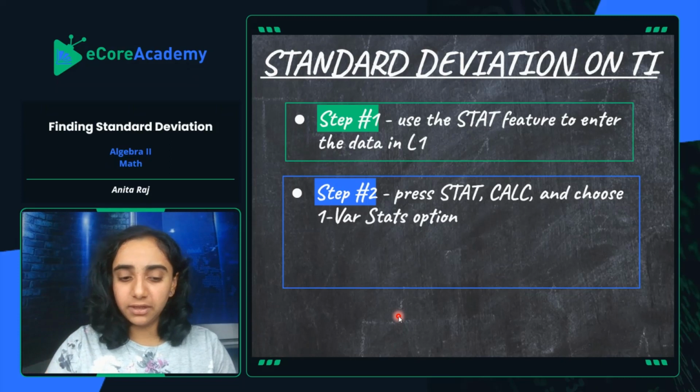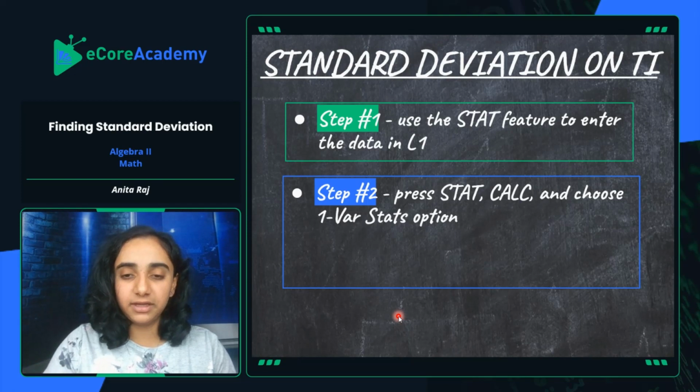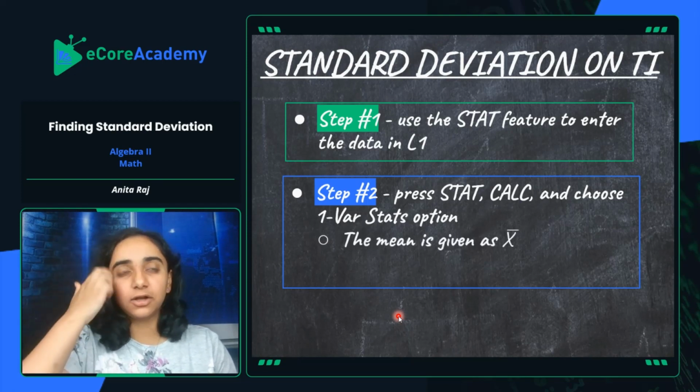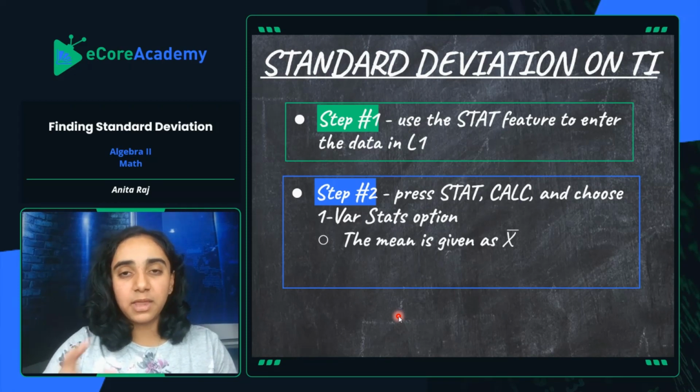So it's already going to be highlighting number 1, which is one variable Stats, so you can just hit Enter, and then you can just scroll down past frequency list and all the way to calculate, and then you can just hit Enter, and then you'll be given a whole set of different statistical calculations.